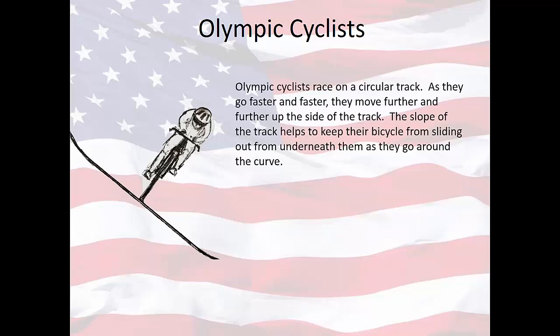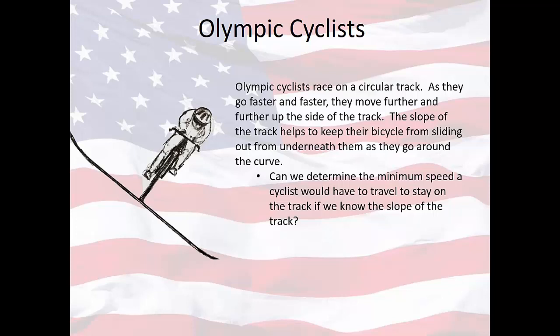Olympic cyclists race on a circular track, and as they go faster and faster around the track, they move further and further up the side of the track. The slope of the track helps keep their bicycle from sliding out from underneath them as they go around the curve. We want to know if we can determine the minimum speed a cyclist would have to travel to stay on the track without the wheel slipping out from underneath them if we know the slope of the track.